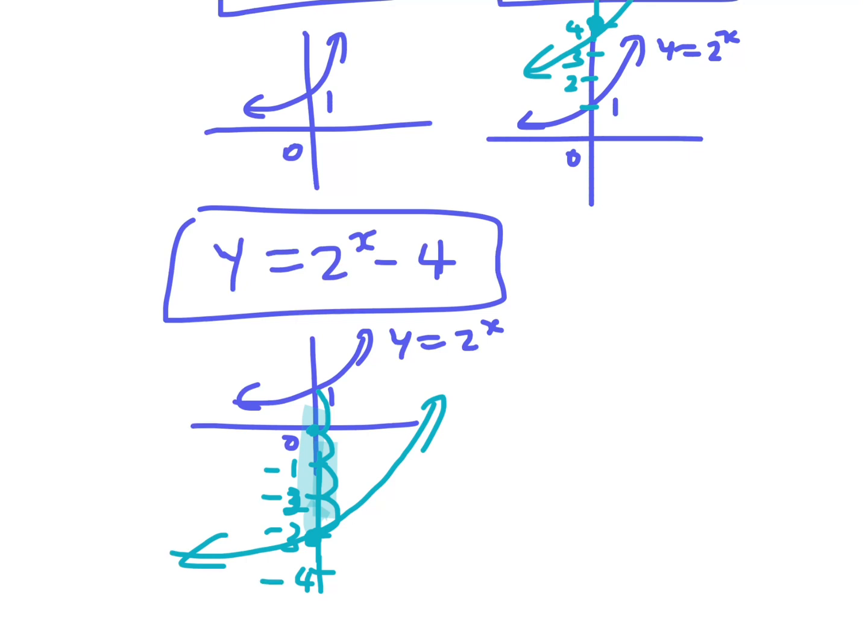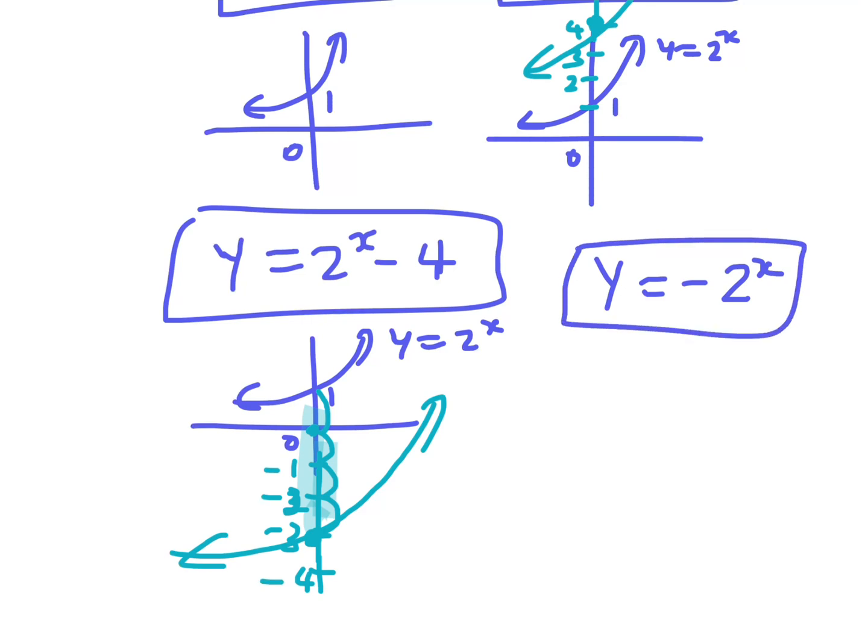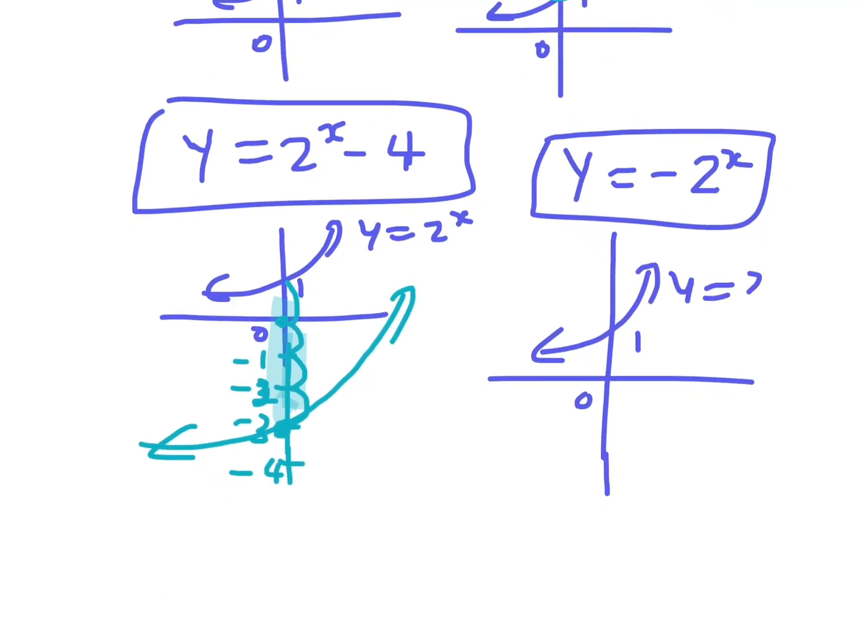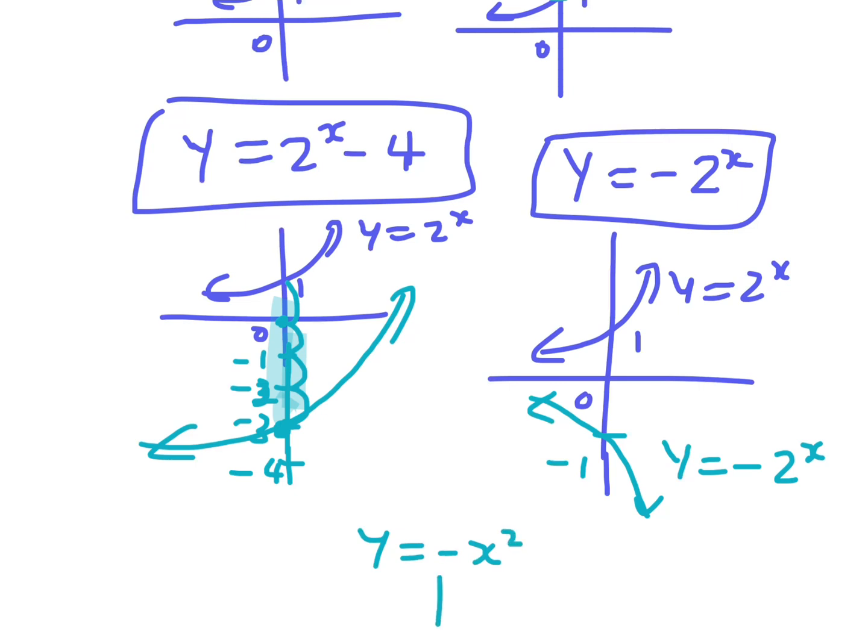It's just shifted down. Okay, what do you think would happen if I stuck a negative in front of y equals 2 to the x? So let's draw our original function. Y equals 2 to the x goes through 1. So that's y equals 2 to the x. I'm just going to label it. Now, if you flip that graph, it'll go through minus 1. So when you flip it, it'll look like that. And that's what putting a negative in front does, it flips it. The same as if you put a negative in front of x squared, it flips it.